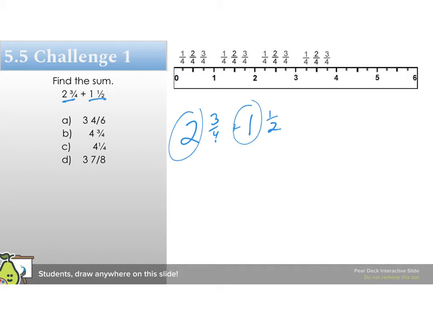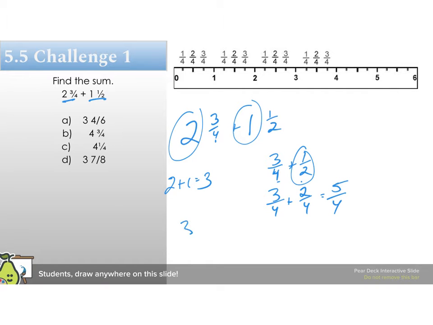One, you can add the whole numbers first. So 2 plus 1 equals 3. Now we can go 3/4 plus 1/2. Well, the denominators are different. So I need to change 1/2 so that the numbers are the same. So 1/2 is the same as 2/4. That's an equivalent fraction. So now I go 3/4 plus 2/4 is 5/4.